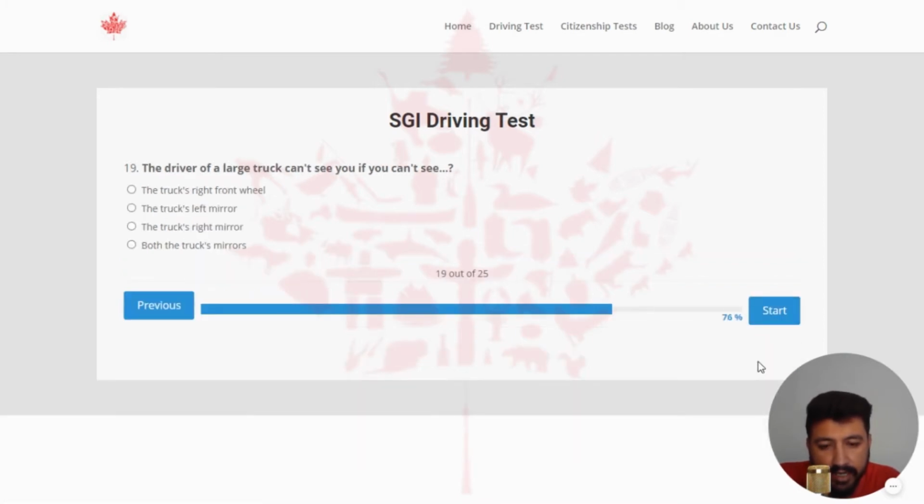And next. The 19th question is, the driver of a large truck can't see you if you can't see. The right answer is both the truck's mirrors. So I'm going to select the last one.